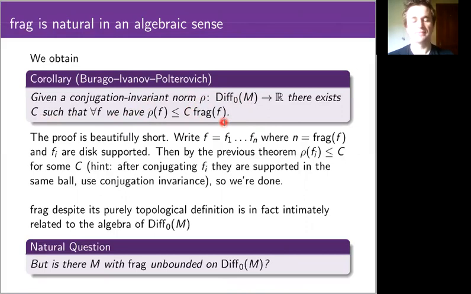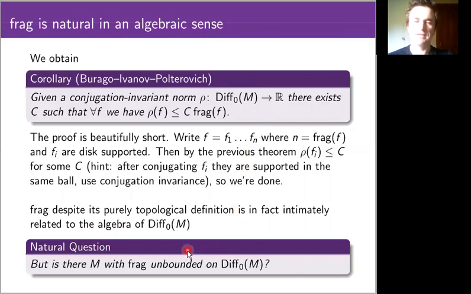How do we prove it? Well, you just write the map f as some product of finitely many disk-supported maps. And then what we can do is we can conjugate the f_i so that their supports lie in a fixed open ball of our manifold. And then by the previous theorem, we see that rho of f_i is at most C. By conjugation invariance, we're allowed to conjugate the f_i, and the value of rho won't change. And then by the triangle inequality, we see that rho of f is then at most C times N, where N was the fragmentation depth. So we're done.